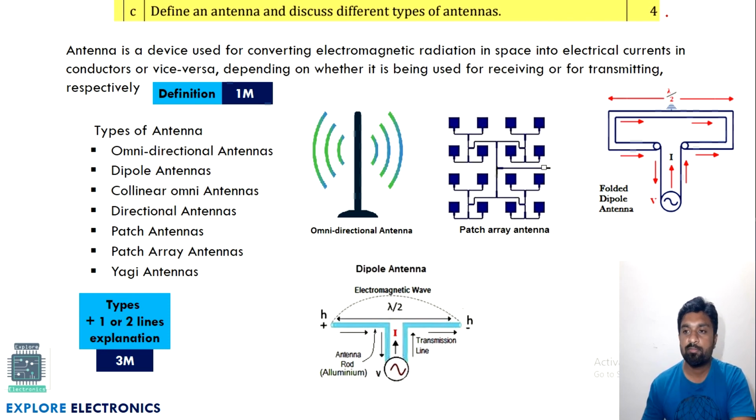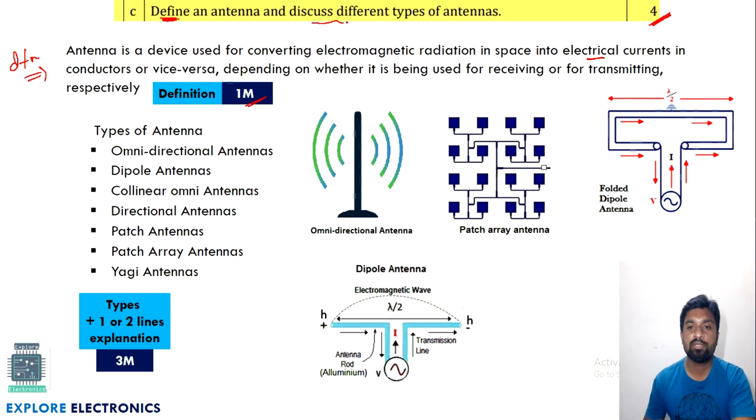Here again you can see the marks allocated for this question. It is 4, very less. We can define the antenna. We can write: antenna is a device which converts electromagnetic radiation into electrical current in conductors, or vice versa, depending on whether it is used in a receiver or transmitter. This is the definition. This definition carries 1 or 2 marks. In a 4 marks question, it carries only 1 mark.